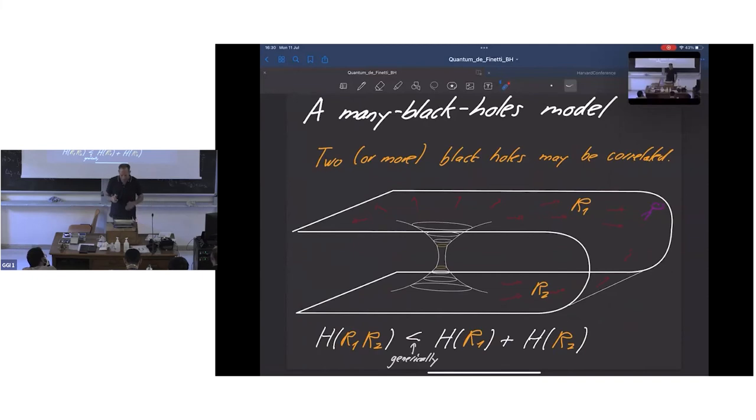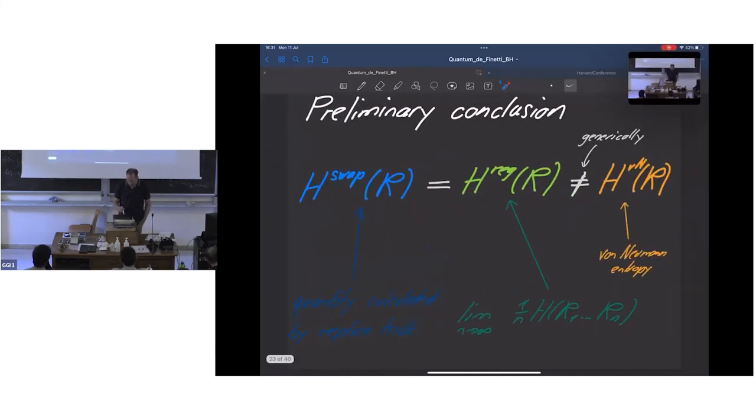Okay, this is just to say that, of course, it can be the case that the regularized entropy is smaller than the von Neumann entropy, because if you think of two black holes that radiate and are somehow correlated, then the joint entropy of the radiation is smaller than the sum of the entropies of the individual radiation fields. And the difference, by the way, is the so-called mutual information between the two radiations. So if the radiation of two black holes is correlated, then the regularized entropy, which is of course not only for two but for more in the limit, will be smaller. So that's again this preliminary conclusion.